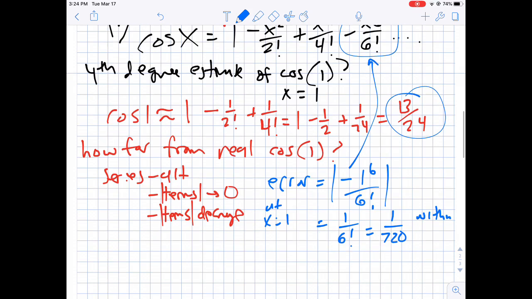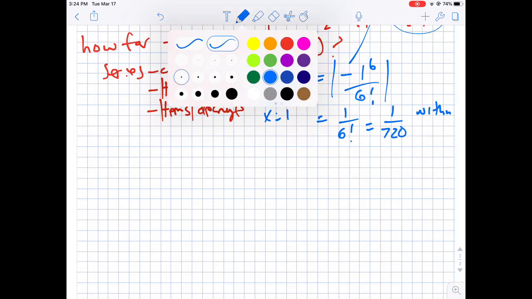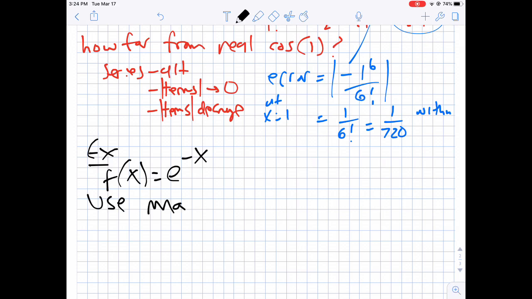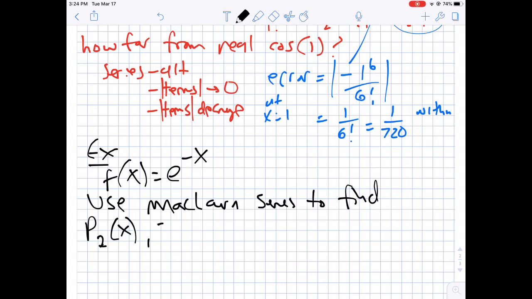Let me show you one more. Here's an old AP question from a couple years ago, although this has actually been on the AP test the last couple years, so we'll do those problems in the next couple weeks. Okay, so let's say f of x is equal to e to the negative x. The question asks to use a Maclaurin series to find p sub 2 of x, which is, as usual, our second degree polynomial.